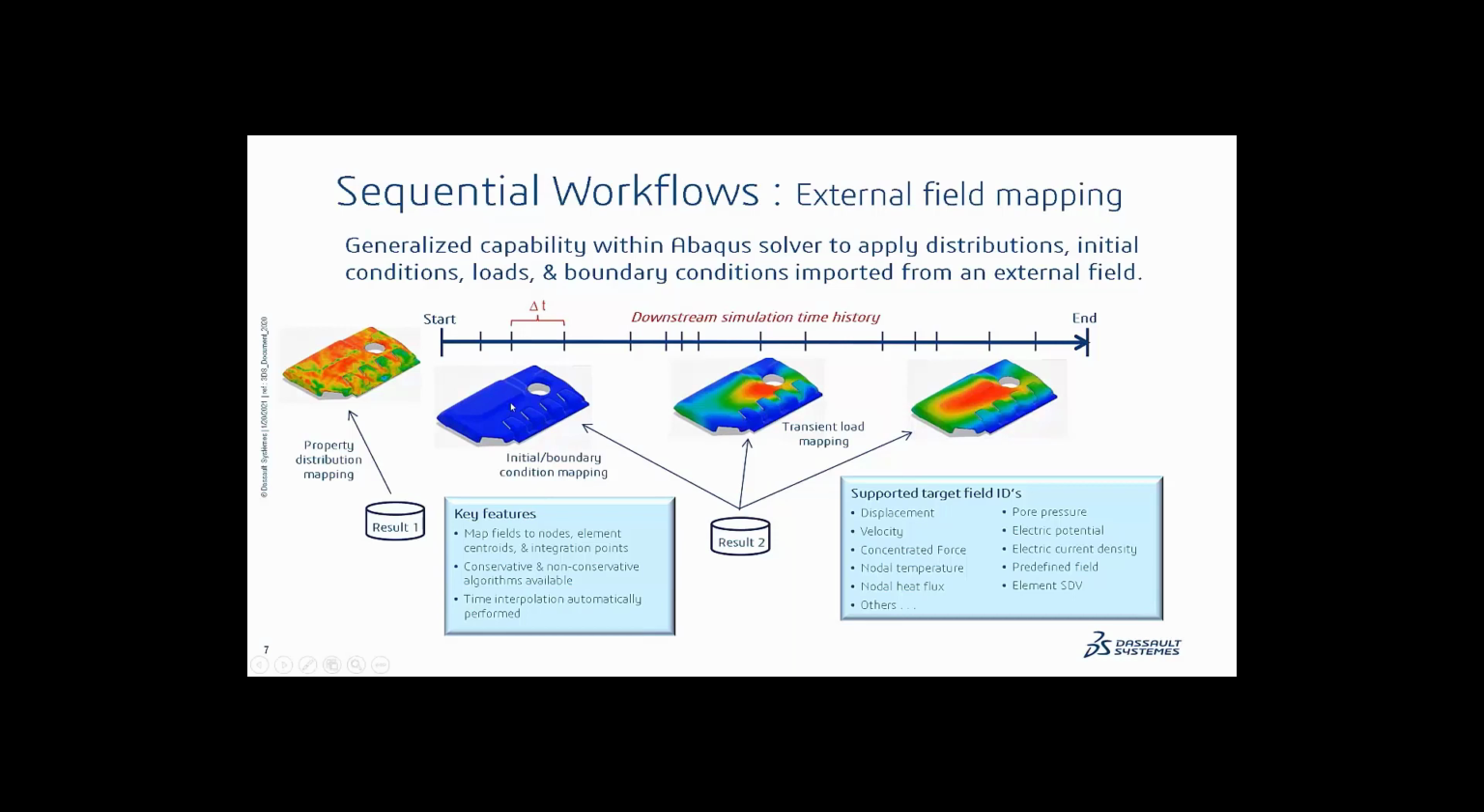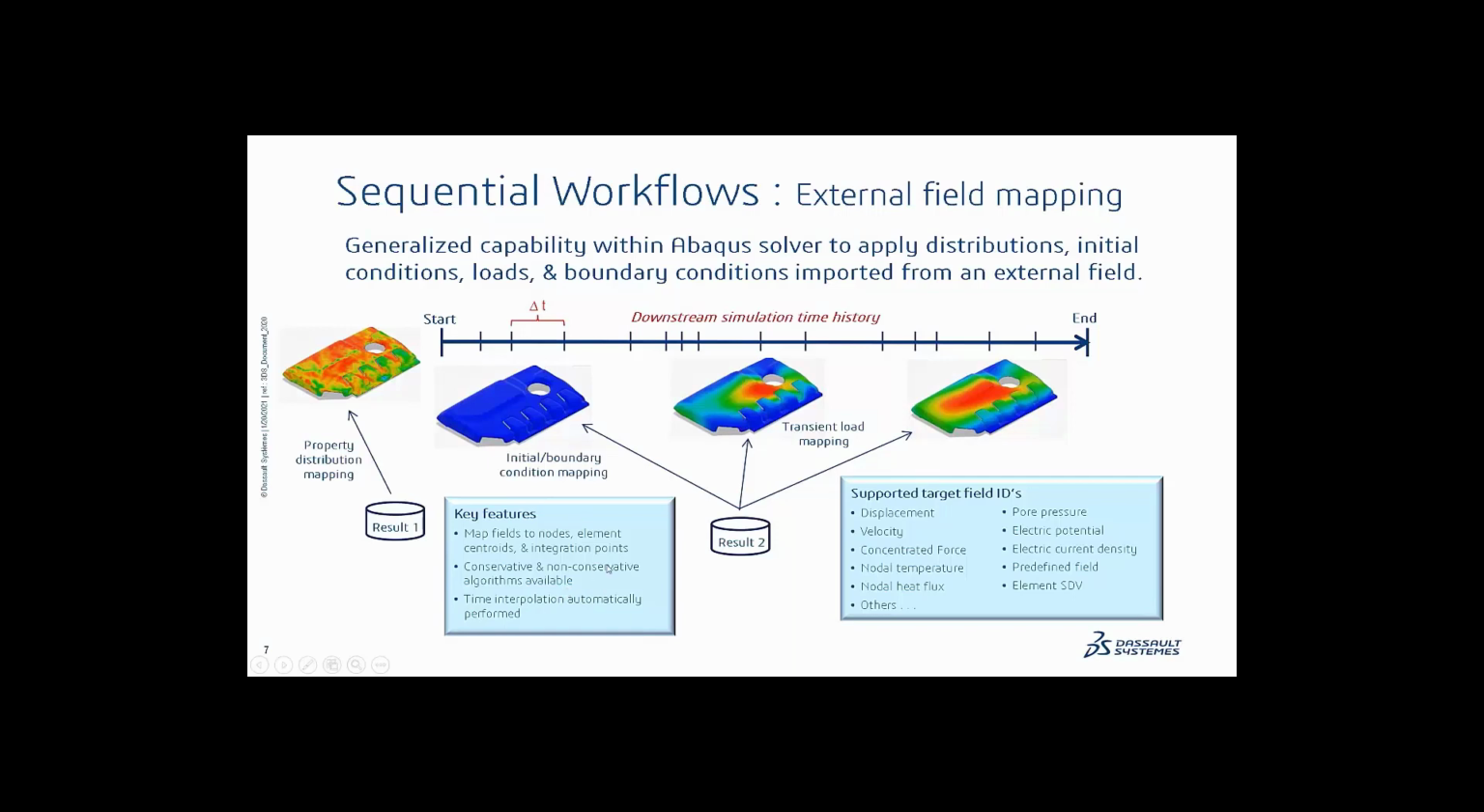Then we can map on initial conditions and boundary conditions, so maybe an initial temperature or initial plastic strains or something like that. And then the transient load mapping, as we march through time, we read data from the upstream simulation, perform all the interpolation and mapping from dissimilar meshes, and also time interpolation, because there's no guarantee that the time histories of these simulations map up. So this mapping is performed at runtime as the simulation proceeds. You can see some of the key features listed here.